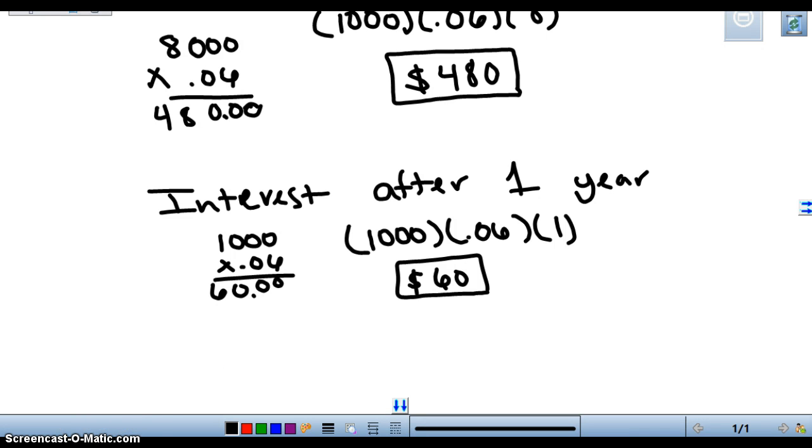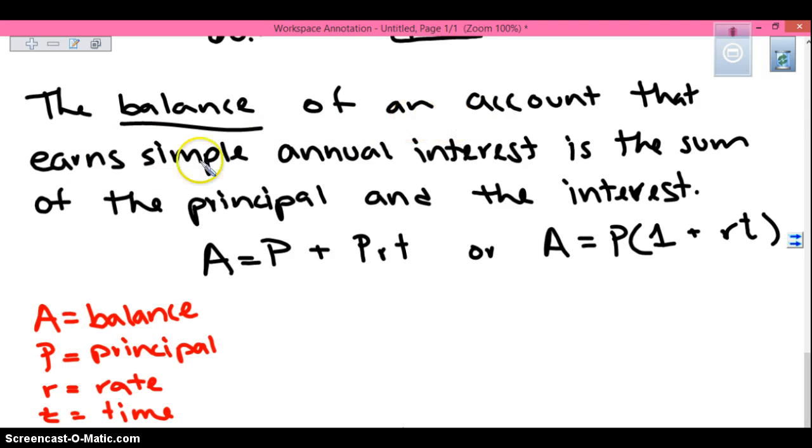The balance of an account that earns simple annual interest is the sum, which just means adding, of the principal and the interest. So as we can see in this formula, balance is equal to the principal plus the interest, which is the formula for interest. Okay. So A for balance, P for principal, R for rate as a decimal, and T for time in years.